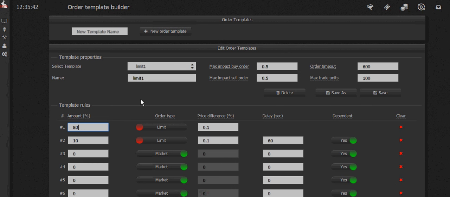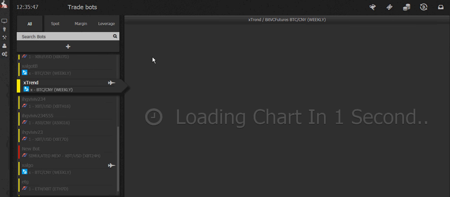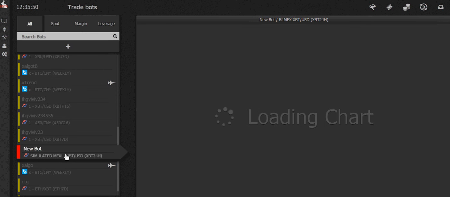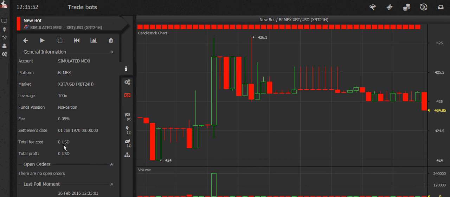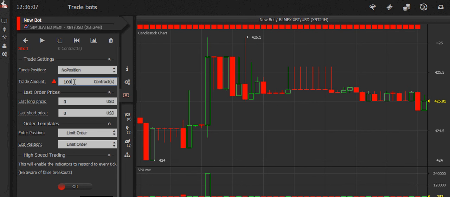Okay, so what did I mean by the trade amount, and what did I mean that you can trigger this with the trade bot itself? Well, if we go over to the trade bots over here, then you'll see quickly. Okay, let's go over here to the simulated BitMEX bot. Okay, here we are. And over here is the trade settings, and here we have the trade amount. So here I have one contract. Well, let's say I had 100 contracts, then 10% would be 10 of those, 1% 1, and so on and so forth. So that is the trade amount, and percent of that is what we were talking about when we were making the template.